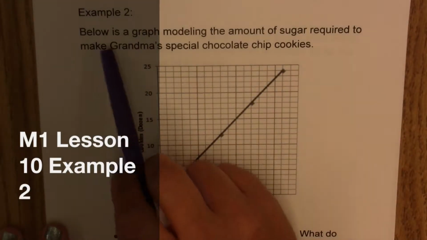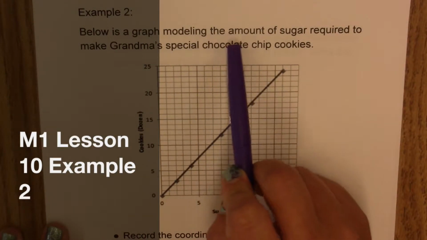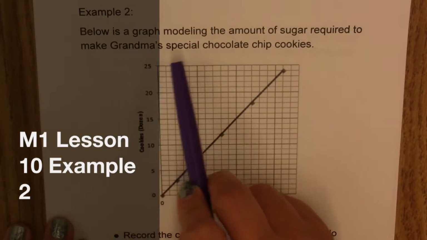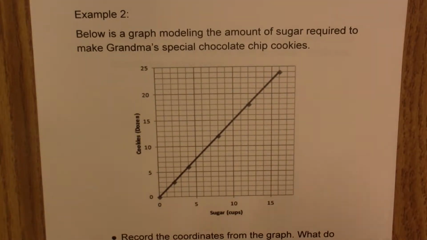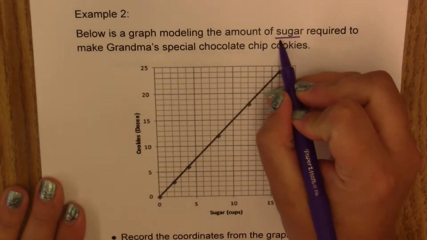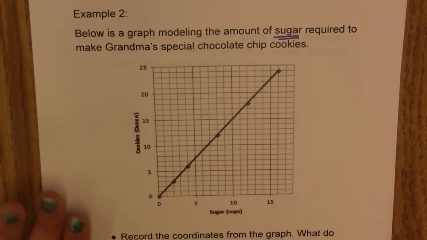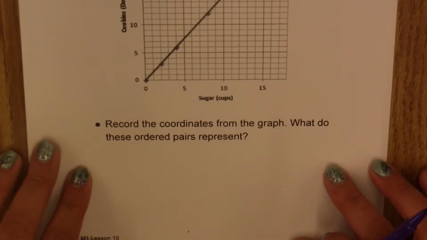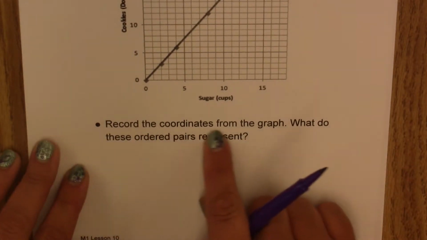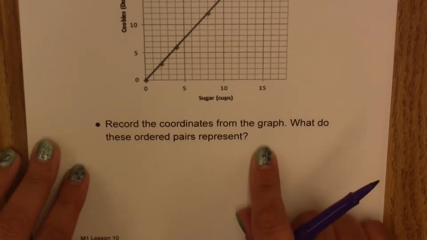Example 2. Below is a graph modeling the amount of sugar required to make Grandma's special chocolate chip cookies. Now notice this is a different problem. This time we're talking about sugar instead of flour. And here's the graph they've given us. Our first question says to record the coordinates from the graph, what do these ordered pairs represent?